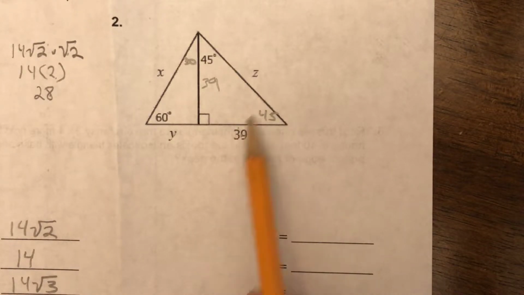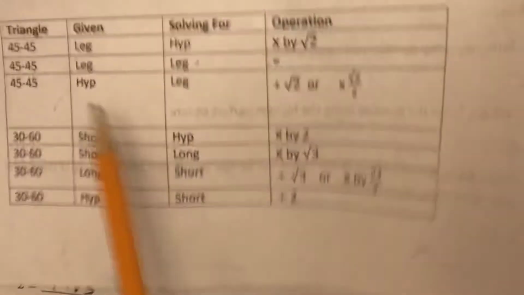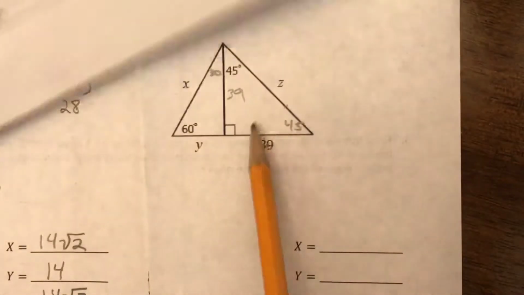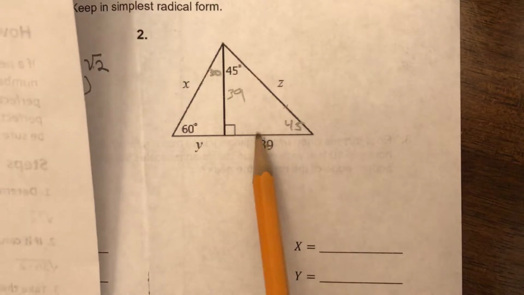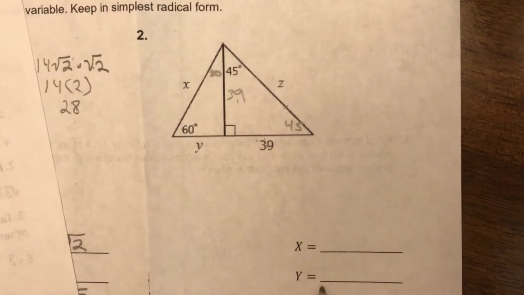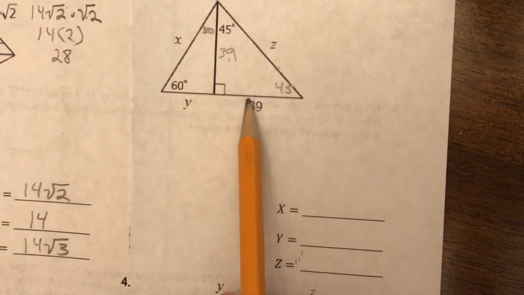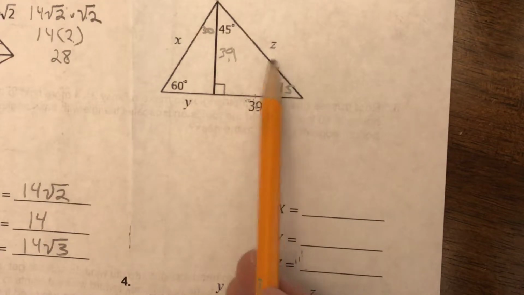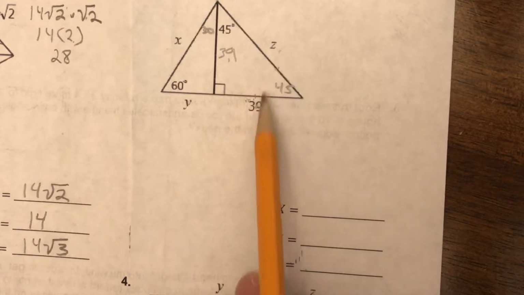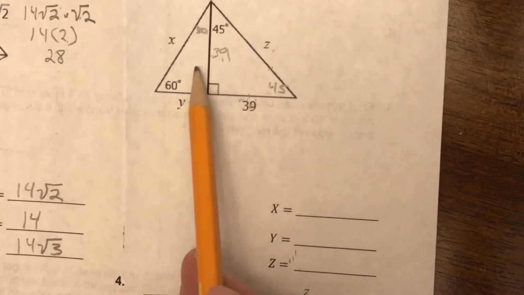So to get z, you would be given a leg, finding the hypotenuse. Leg, find the hypotenuse, you're going to multiply 39 by this right there, and that's going to be z. Okay, so remember, anytime you have a leg, you multiply it by root 2. And if we're going the other way, if we were given this, we would divide by radical 2 to get a leg.